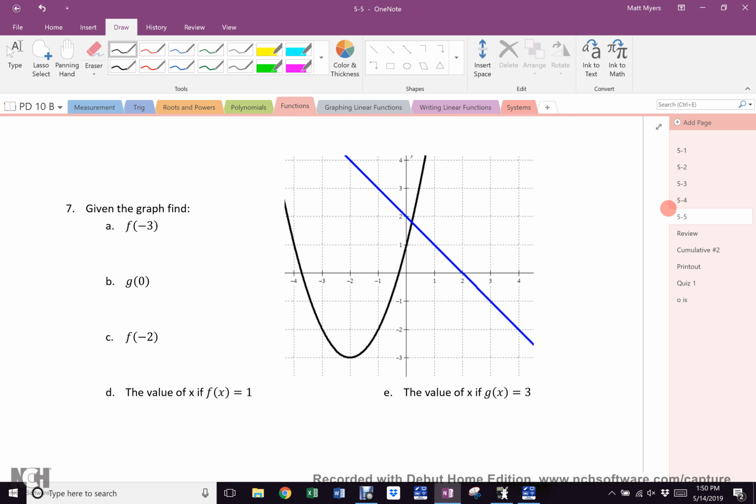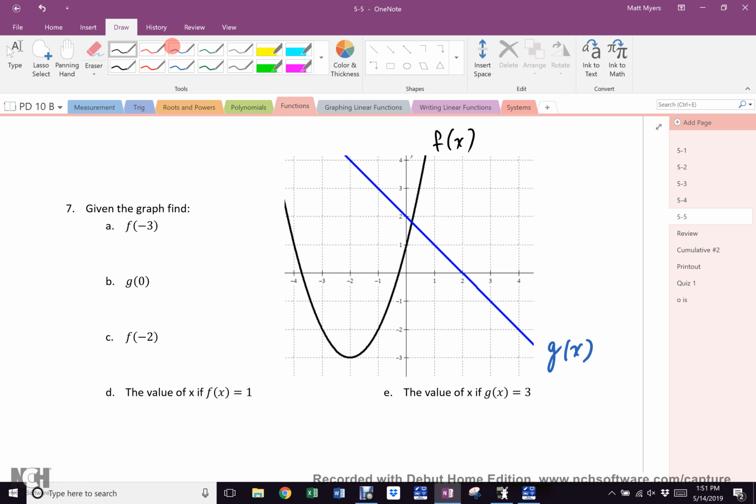Graphically. All right? Now, the curvy one is f of x. The straight one is g of x. So when we do A, will we be looking on the curvy one or the straight one? The curvy one. How do you know? Because of the f.